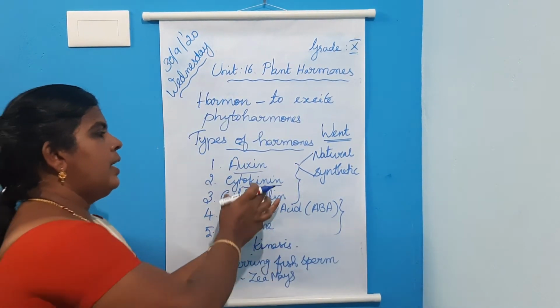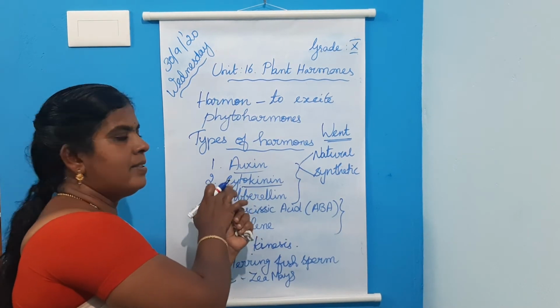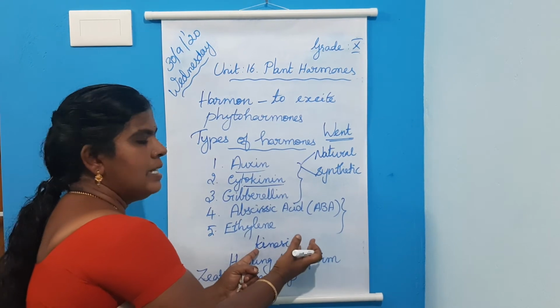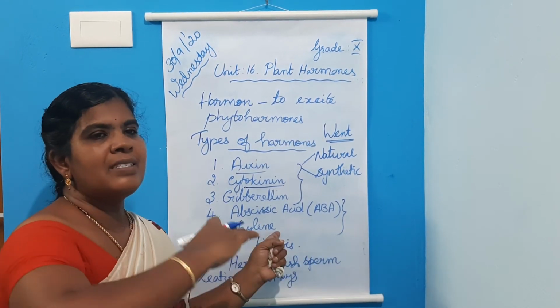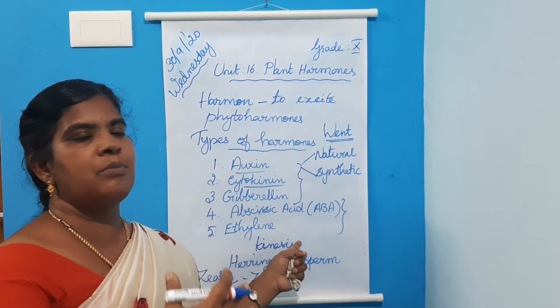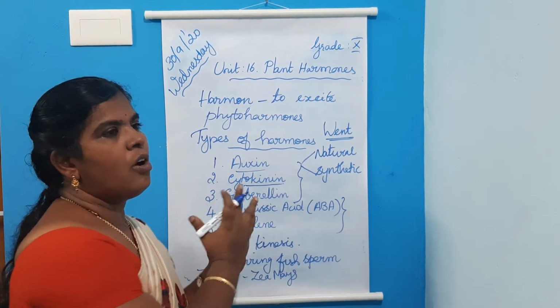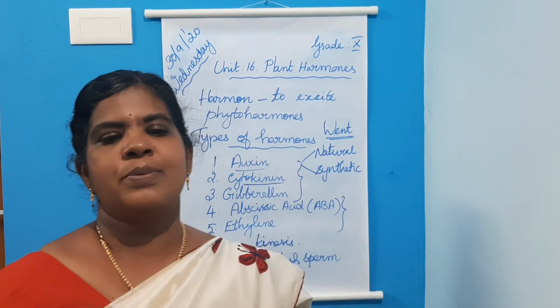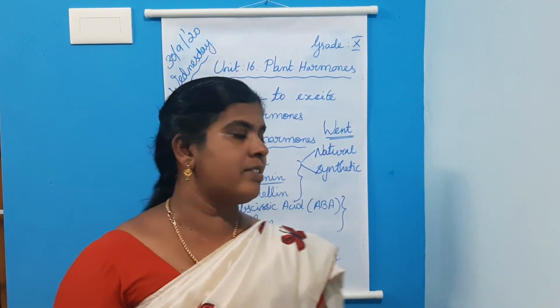Listen, cytokinin: the word cyto means cell, kinin or kinesis means cell division. So from the name itself we come to know this hormone promotes cell division. It was first isolated from herring fish sperm.